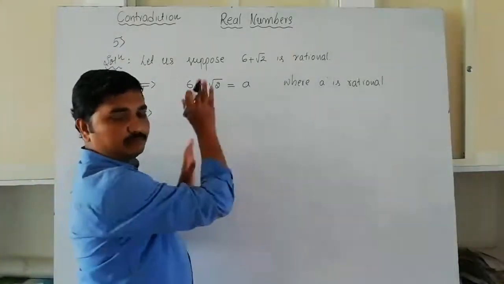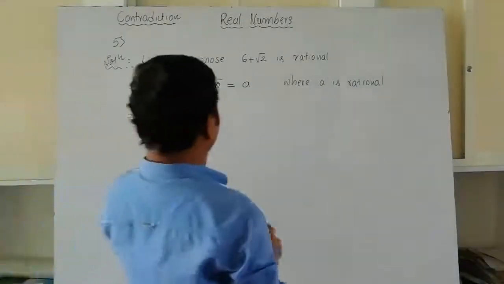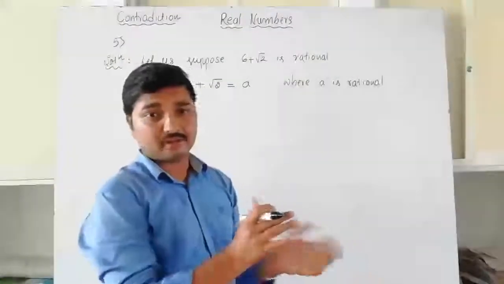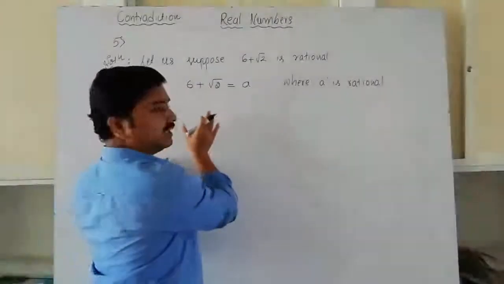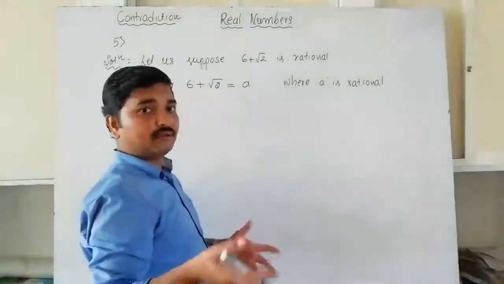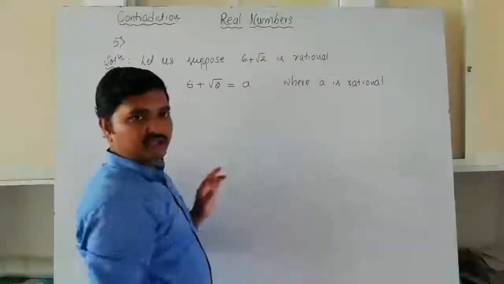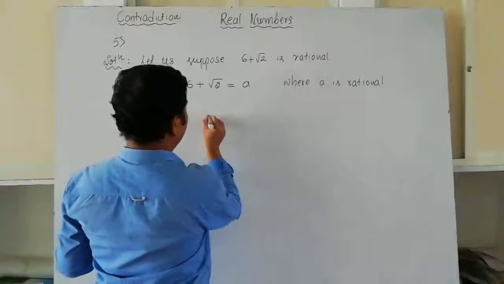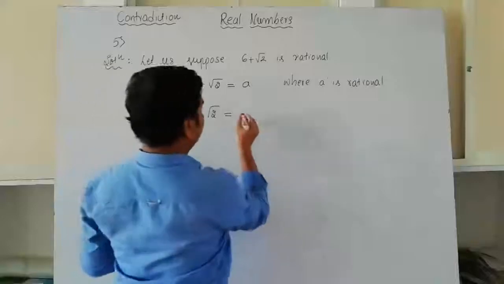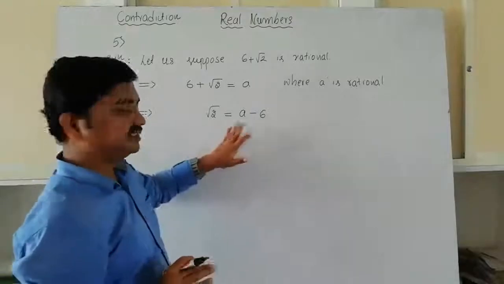This is because in the problem itself it is given that root 2 is irrational, so you need to keep that number on the left hand side. Whatever number is mentioned as irrational in the problem itself, you need to keep that number here and shift the remaining numbers towards the right hand side. So I'm going to write root 2 here. You need to shift this 6 towards the right hand side. It will become A minus 6, like this. So this completes the problem.